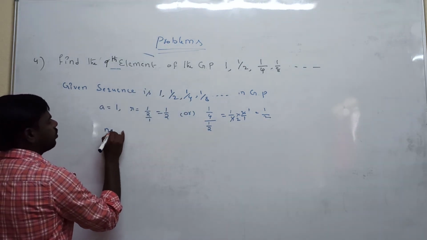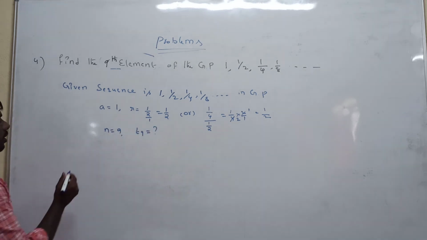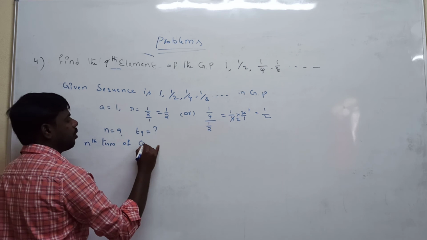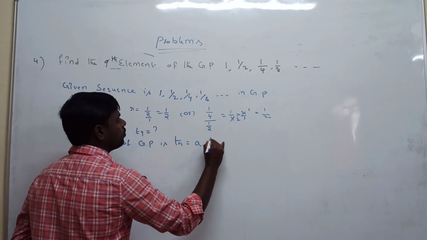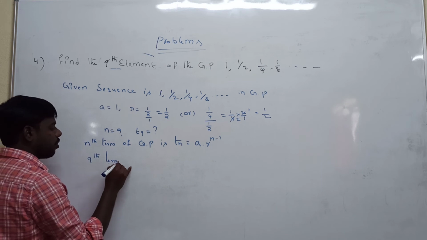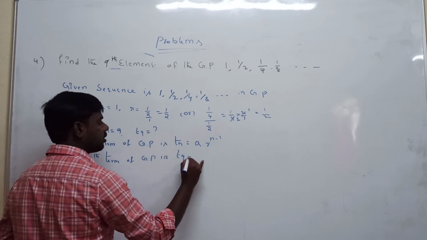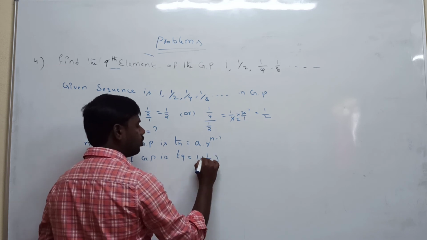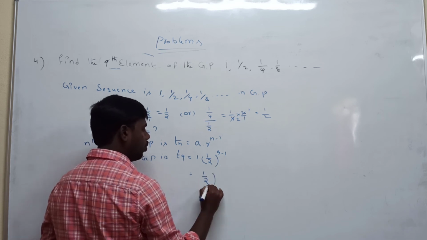Next, n is equal to 9. The required value is the 9th term value. Which formula applies here? The nth term of a geometric progression is Tn is equal to a into r to the power of n minus 1. A is 1, r is 1 by 2, and n value is 9 minus 1. So now 1 into 1 by 2 is 1 by 2, all to the power of 9 minus 1.